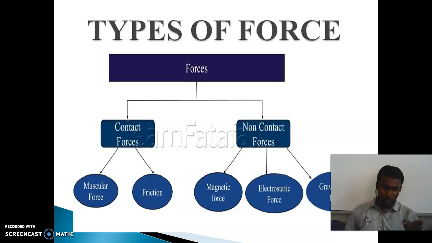Now look at the non-contact forces: magnetic force, electrostatic force, and gravitational force. There are three forces there. Today's session we are going to see contact force only.